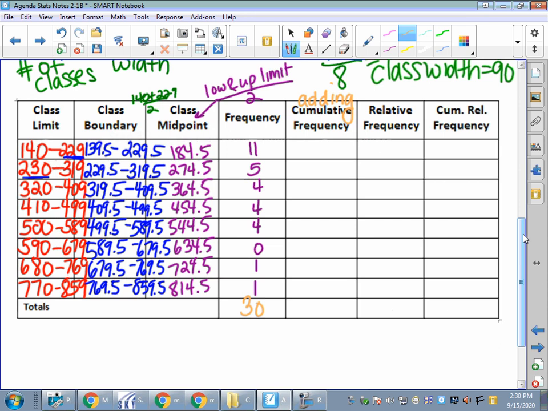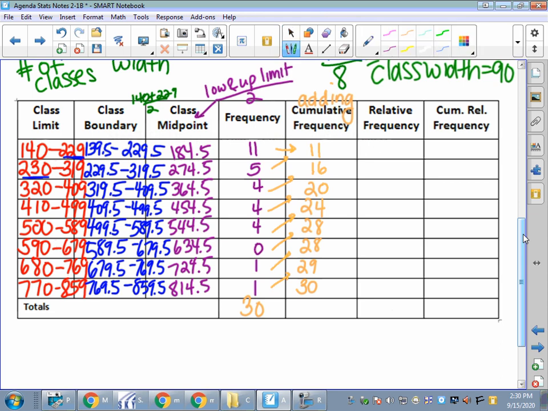So cumulative is adding. So at this point in my frequency distribution table, I've got 11 pieces of data. It's kind of like a bowling score. So I'm going to add this 5 onto there, and I have 16 pieces of data. I'm going to add the 4 there. I've now got 20 pieces of data. Add the 4 to that. I've got 24. Add the 4. I've got 28. Add 0. I'm stuck at 28. Add 1 more. I'm at 29. Add that last one. I have 30 pieces of data. So it's just a cumulative frequency. It's adding. Your number of pieces of data should be your final cumulative frequency.